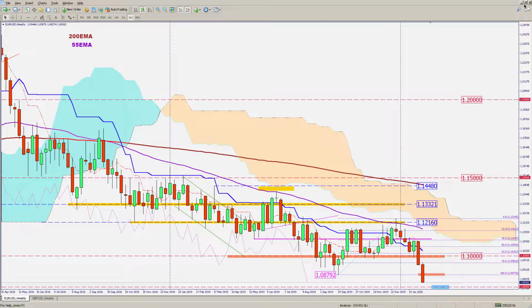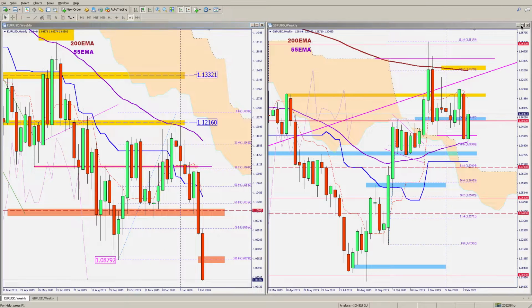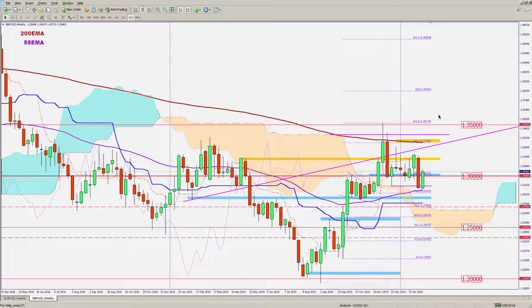Alright, now let's take a look at the cable. And after finding support from the weekly 55 EMA, just above the 78.6 fib retracement level, it managed to climb back up above the 130 resistance zone and above the previous swing high as well.